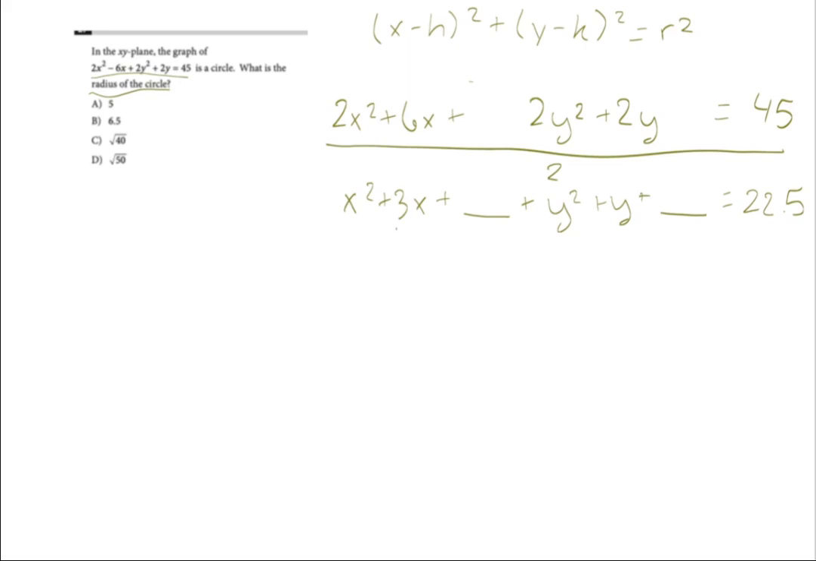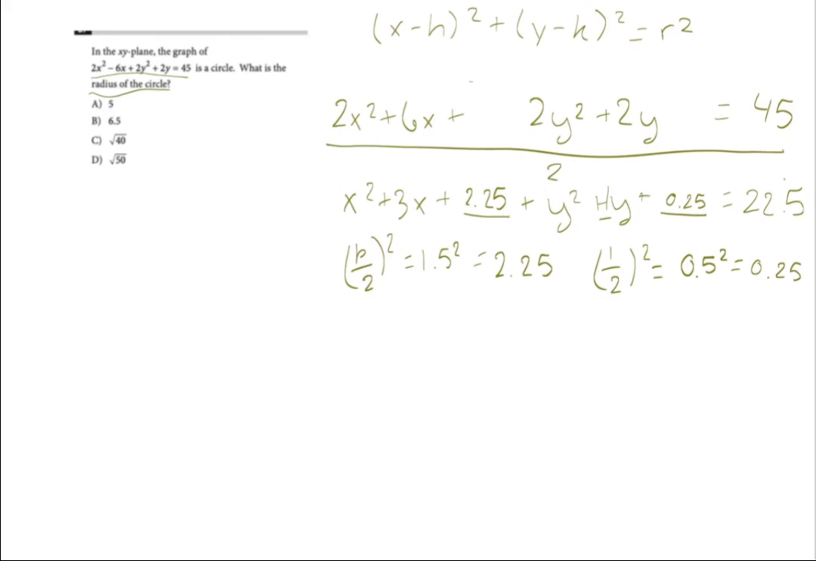So in order to do that, we would take our b value, divide it by 2, and square it. So that'd be 1.5 squared, which is equal to 2.25, and that's what goes over here. And then same thing over here, we would take our b value, which is 1, half it, and then square it, which is equal to 0.5 squared, which equals 0.25, and that's what goes over here. But of course, whatever we add on this side, we got to add on this side as well.